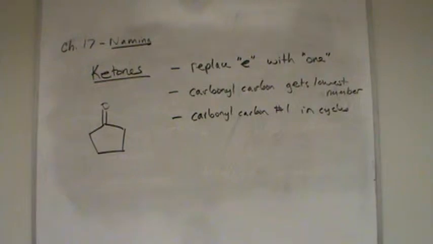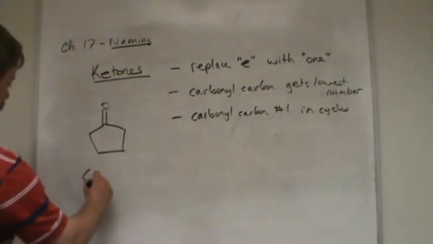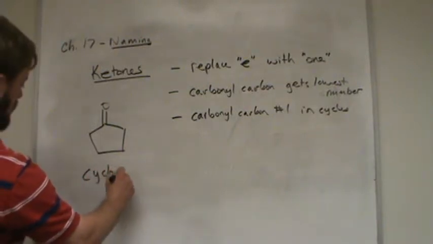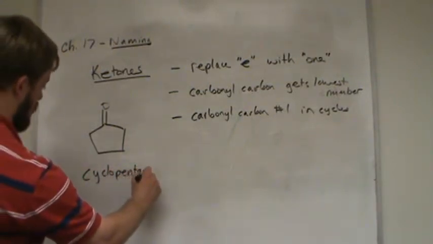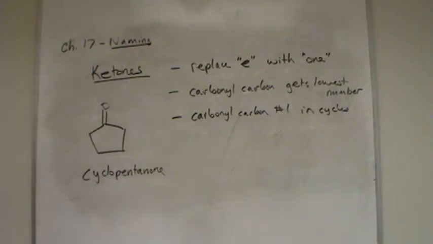So this is a ring, so we don't have to specify number one. The carbonyl carbon is always going to be number one in the cycle or in the ring. So this is just cyclopentanone.